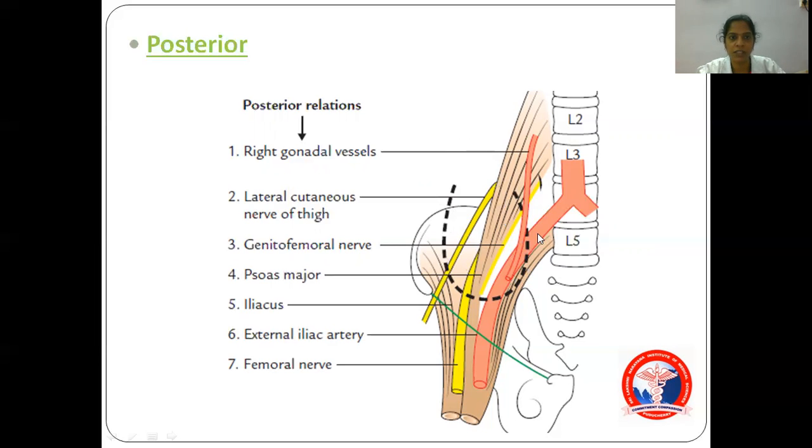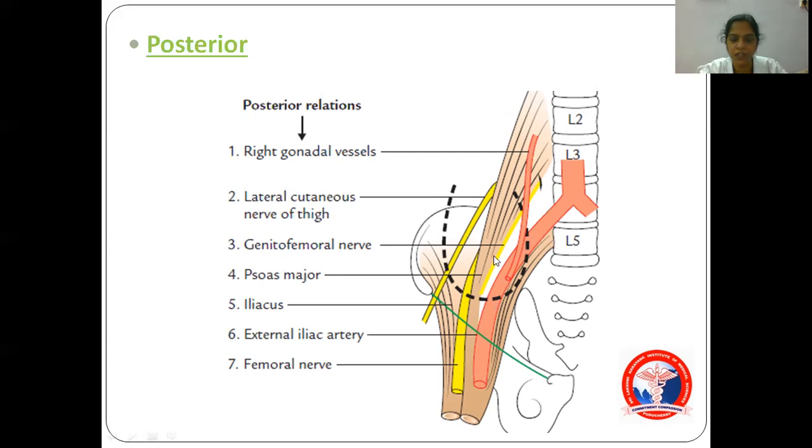Then in this picture, you can see the abdominal aorta. This divides into common iliac arteries. Then you can see the external iliac artery. This external iliac artery will be seen posteriorly. Then you can see one more vessel, the right gonadal vessel, because on the right side only the cecum is there. So only the right gonadal vessel forms a relation posteriorly. This right gonadal vessel arises from the abdominal aorta. So the right gonadal vessels and external iliac artery are related posteriorly.